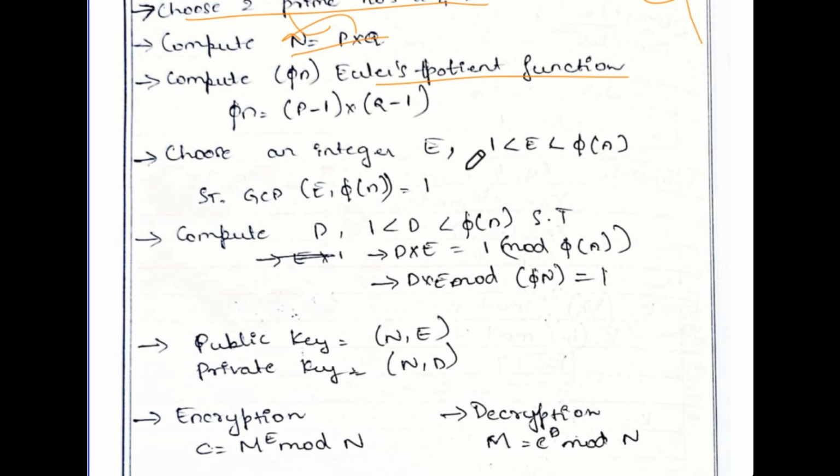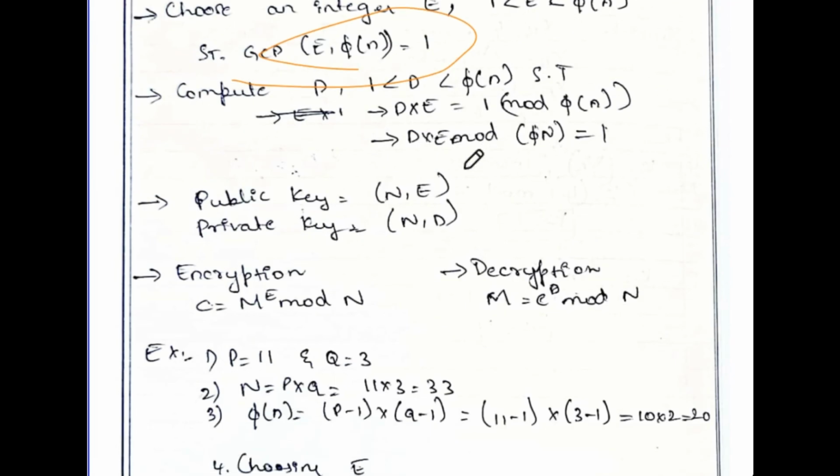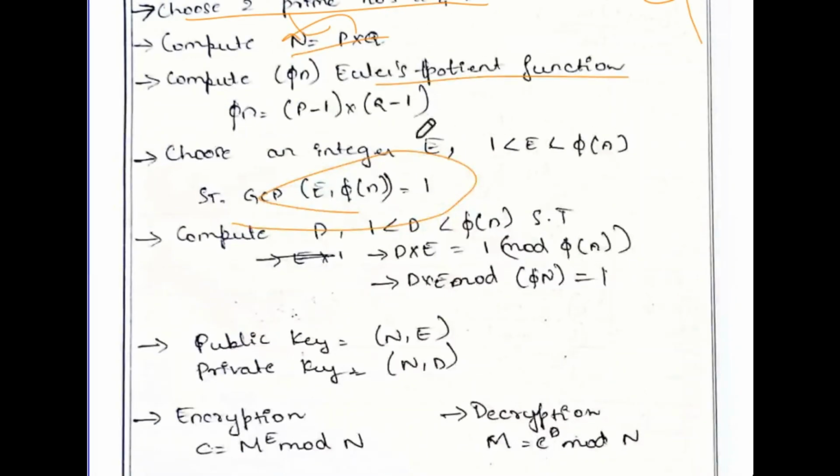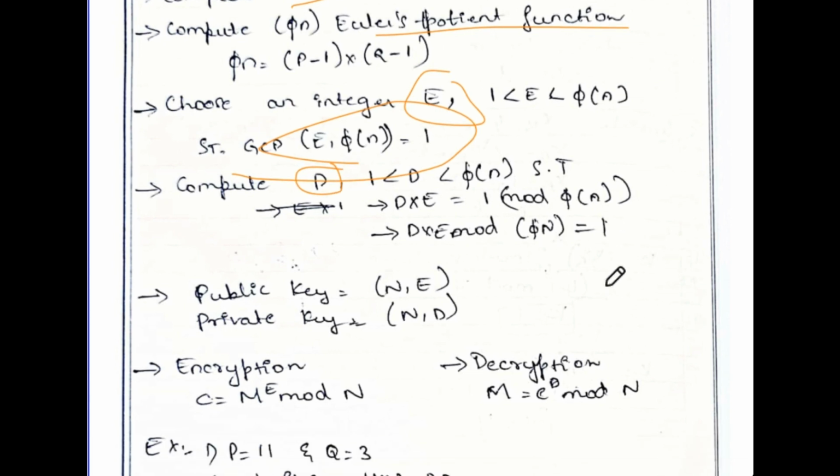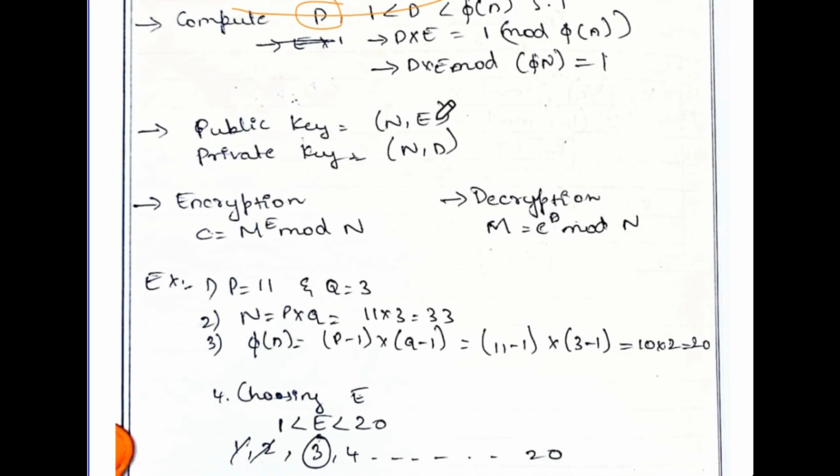We have to choose an integer E such that the greatest common divisor of E and phi n is equal to 1. Then compute D, where 1 is less than D less than phi n. First we select E, which is for encryption. Then we select D, which is for decryption. D star E mod phi n should be equal to 1. Then the public key is n comma E, and the private key is n comma D.